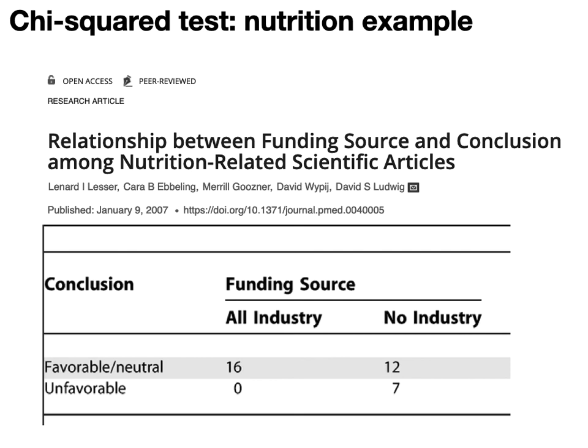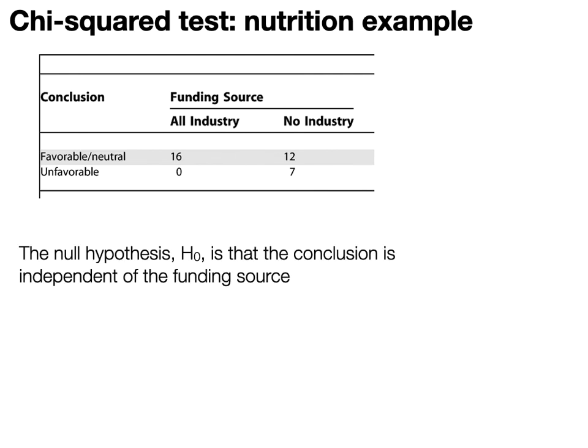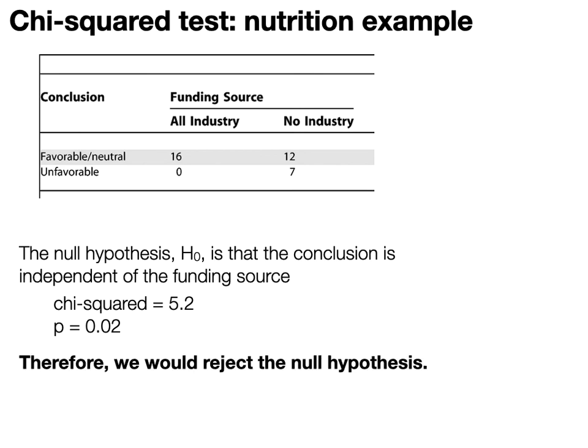And so it's not a huge sample size of studies here. It's much smaller than the two previous examples. But we can take this contingency table and we can run a chi-squared test. Our null hypothesis is that the conclusion of a study is independent of its funding source. And our chi-squared statistic is 5.2, and our p-value here is 0.02, which is less than our alpha threshold, and so we'd reject the null hypothesis.